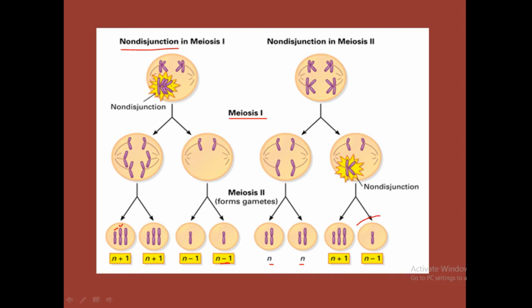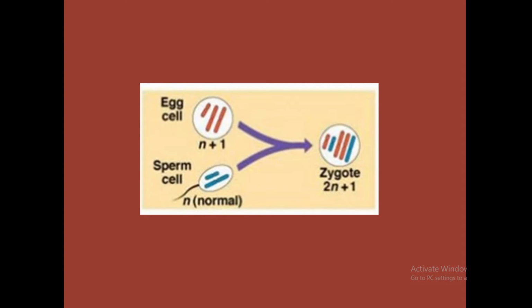and then the zygote that is produced is, suppose in the egg cell there is n plus 1. So in the sperm cell there is n, then we will get the zygote 2n plus 1. So there will be certain abnormalities, and we call it trisomy. So it is trisomy of the chromosome. Now we will get the terms trisomy, monosomy, allosomy, everything in the next slide.